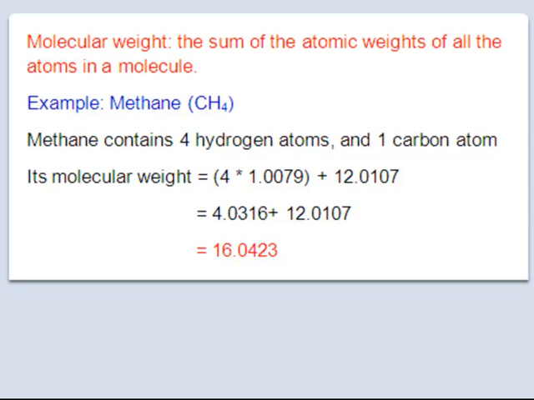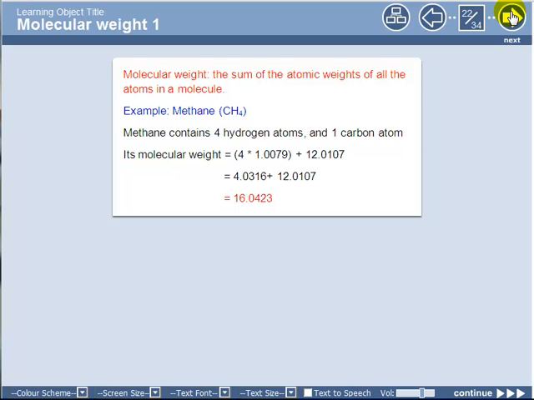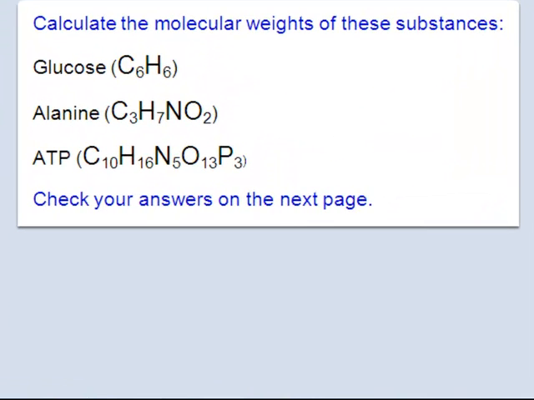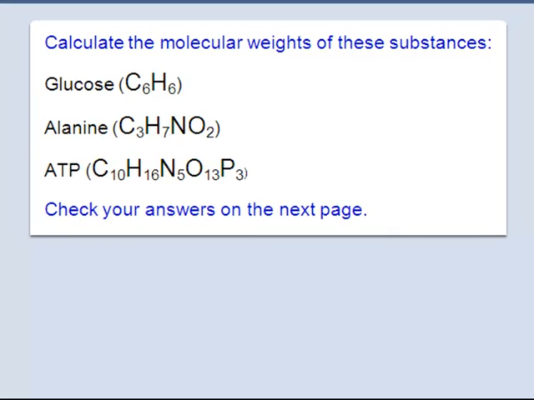An example here of how we add things together. I'll go through this fairly quickly because we are getting up to the 15-minute YouTube limit. So pause if you want to have a read of that. And here are some examples of ones you can try: glucose, a simple sugar, alanine, an amino acid, and adenosine triphosphate. So pause your video and have a go at summing up the atomic masses to work out the molecular masses.